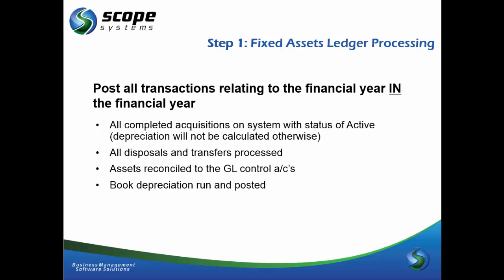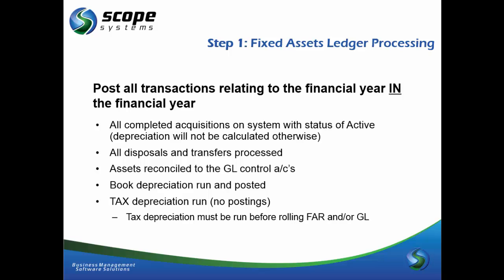Book depreciation must be run and posted, and tax depreciation must be run. There's no postings, and this is only done once a year. Tax depreciation must be run before rolling fixed assets and the general ledger.